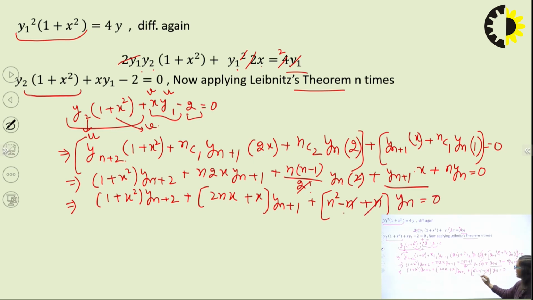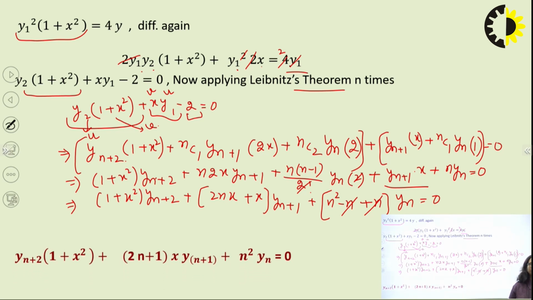This plus n minus n cancels out, and if we look at the last result, it is (1 + x²) y_{n+2} plus x, we can take common outside, (2n + 1) x into y_{n+1} plus n² into y_n equal to 0. So that's how we apply the Leibniz theorem for this type: if you have to go up to y_{n+2}, you first calculate y1, then the second derivative y2, and after getting the expression for y2, we apply the Leibniz theorem to get the nth derivative.